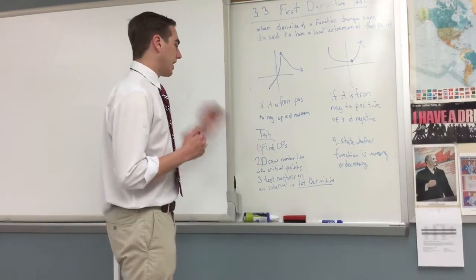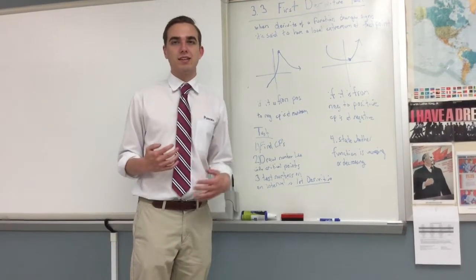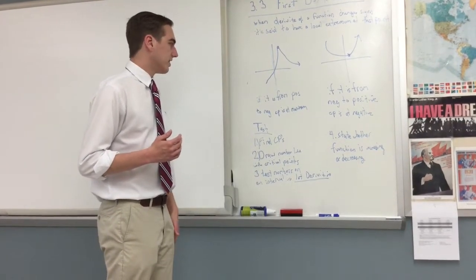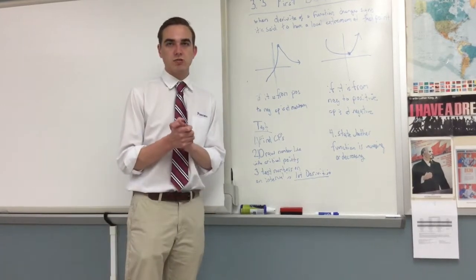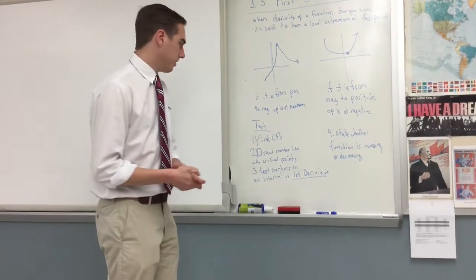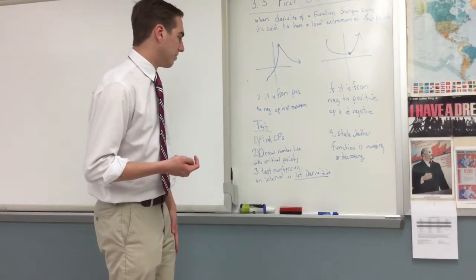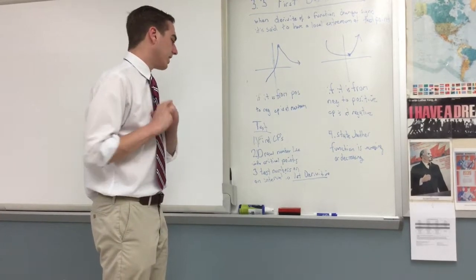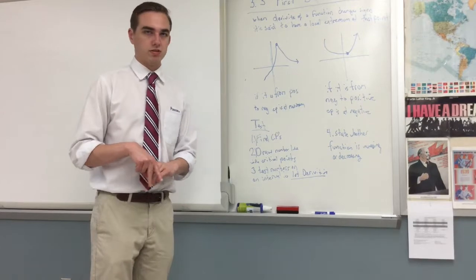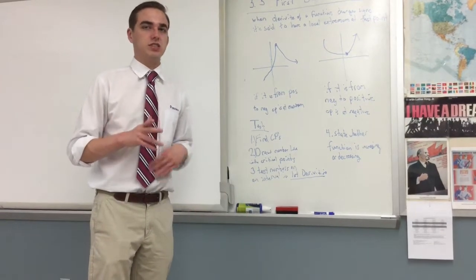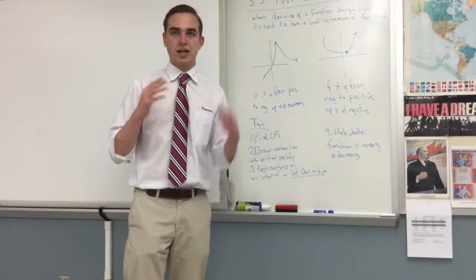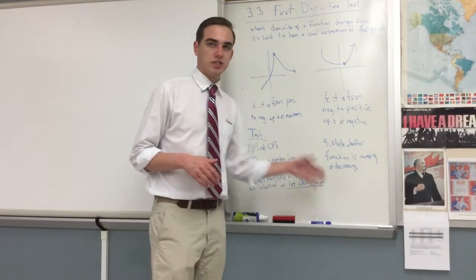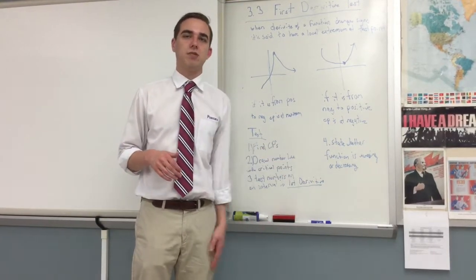And now for the actual test, what you have to do mathematically to figure out these extrema. First, you have to find the critical points. This is done by setting the derivative equal to 0 and solving. Then you draw a number line with the critical points on it. Then test numbers on the intervals in the first derivative. So take the first derivative of the function and test the numbers on the number line in that function. Finally, state whether the function is increasing or decreasing. And now I will show you an example.